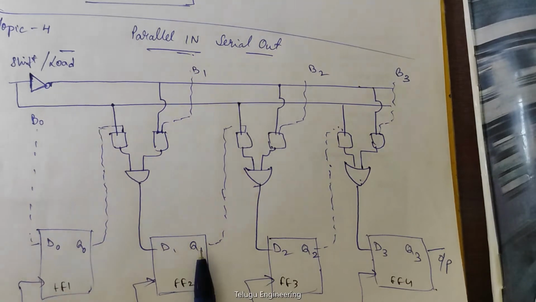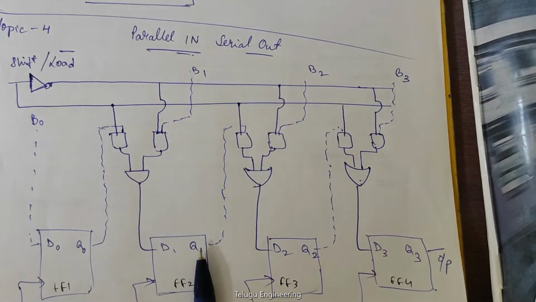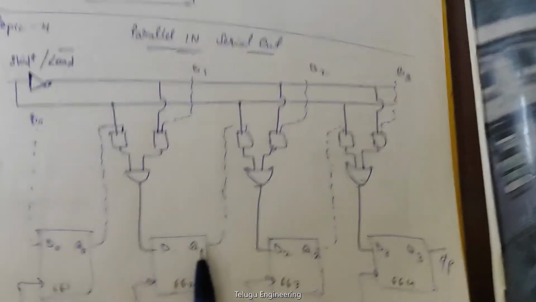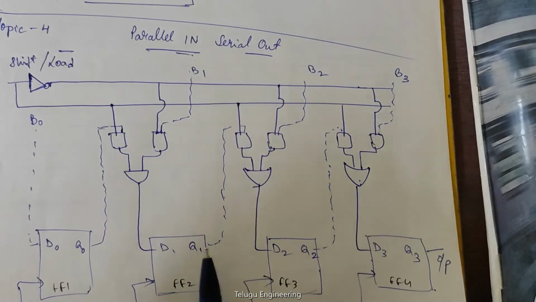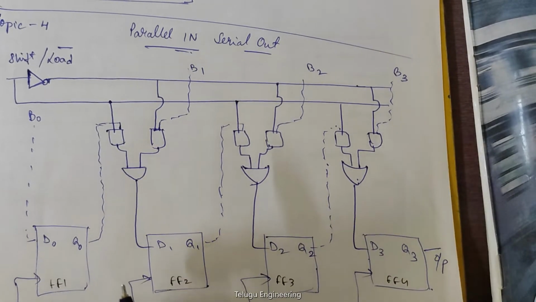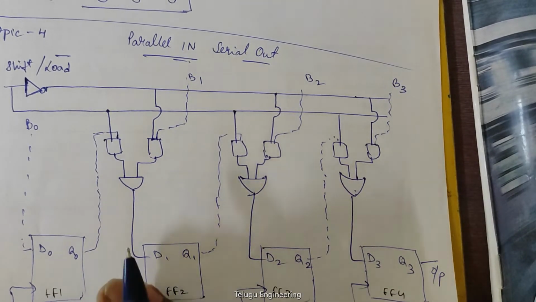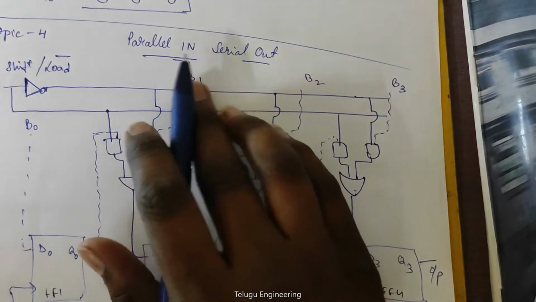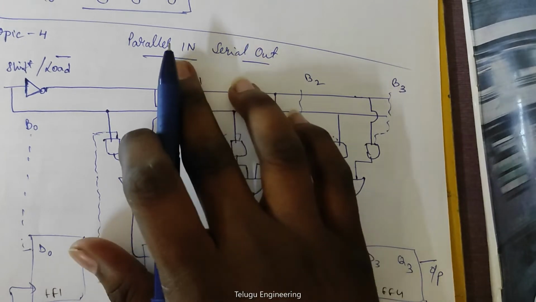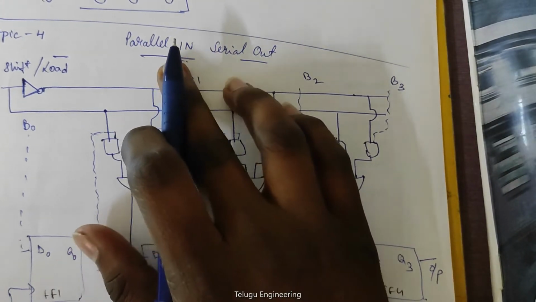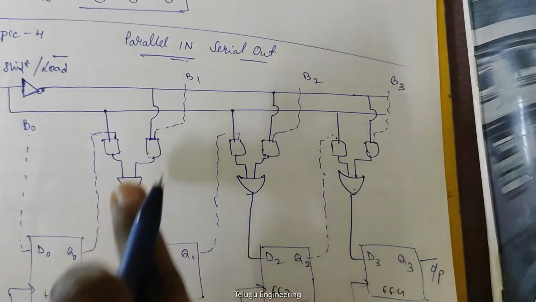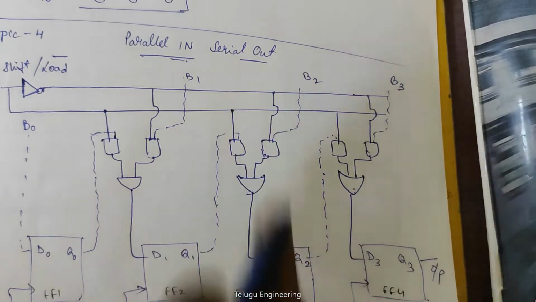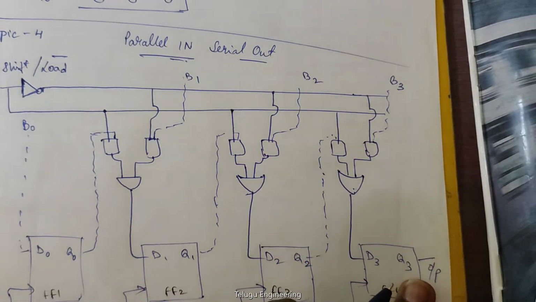Good morning everyone. So now we are discussing the fourth topic, that is parallel in serial out. Till now we have seen what a shift register is and the different types of shift register, that is serial in serial out, serial in parallel out, and now we are seeing parallel in serial out. The name itself says the input that we are giving is parallel, and the output we are getting is only serial output.